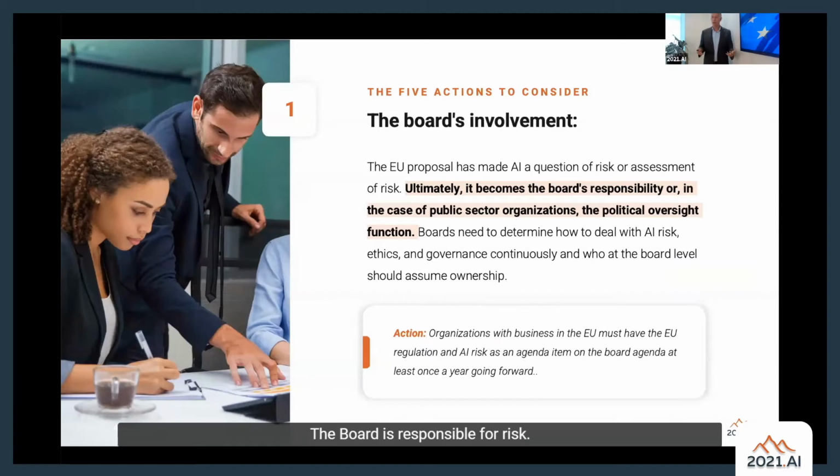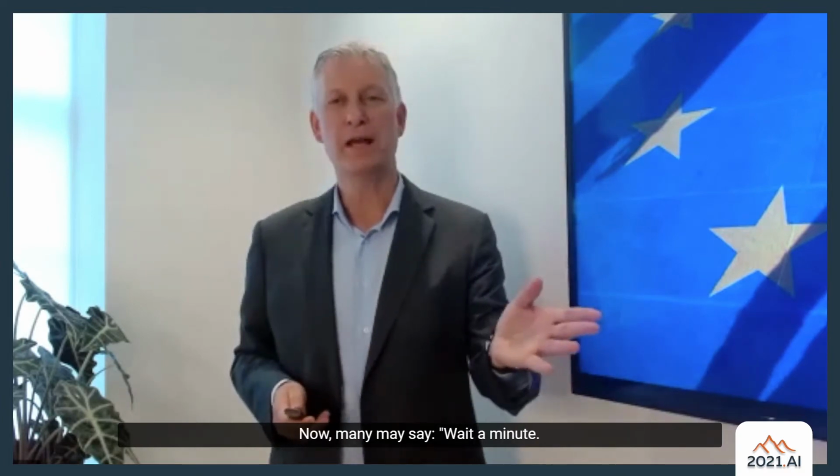The board is responsible for risk. The board is equally responsible for the strategy of the organization. So as we started with outlining the fact that artificial intelligence both drives innovation and therefore growth, but also poses a level of risk that needs to be better managed, this sits purely and squarely with the board. So it becomes important that this year, boards have a conversation about how they will deal with this in the future.